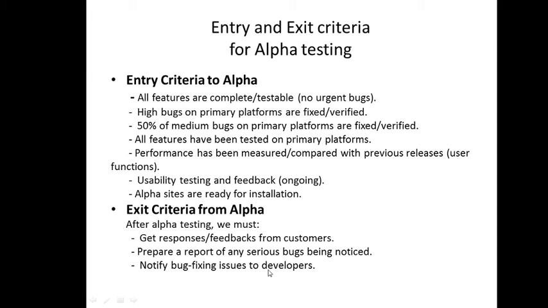Notify bug fixing issues to the developer, right? Who is going to fix the issues, or if there is any error? Tester is going to test it. But if it is an error which is relevant to some other phases, then you have to identify the developers whosoever is concerned for that, right? So this is the exit criteria: getting the feedback, preparing a report, and notifying the bug to the developer.